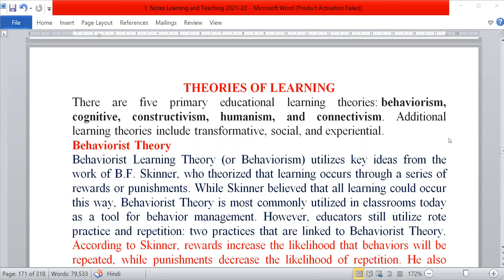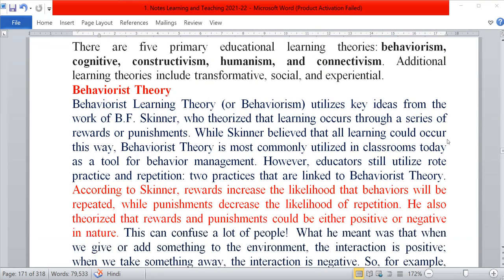There are primarily 5 theories of learning. Those are behaviorism, cognitive, constructivism, humanism, and connectivism. Now, the first is behaviorist theory.